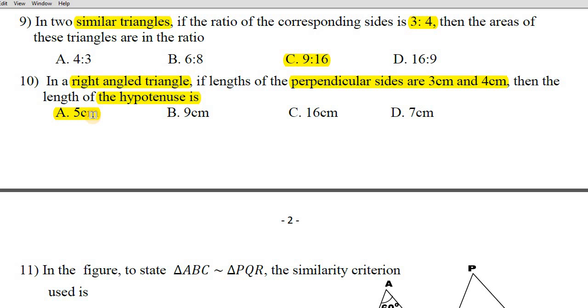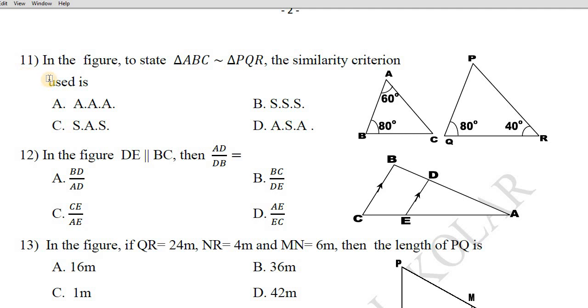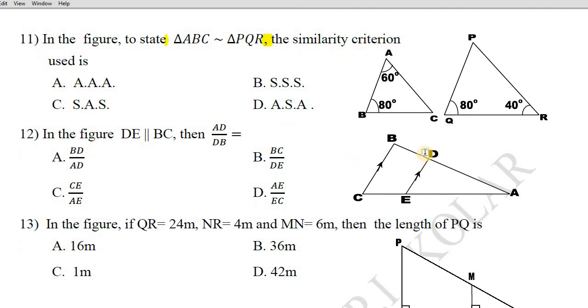See, in almost all district question papers, there is a problem on Pythagorean triplets. That may be from the triangle chapter or circle chapter or surface area and volume chapter. They may ask from any chapter. So next, question number 11. In the figure, to state triangle ABC is similar to triangle PQR, the similarity criterion used is. Observe the figure properly. So before that, let's see the options, children. Option A is AAA, option B is SSS, option C is SAS, and option D is ASA.